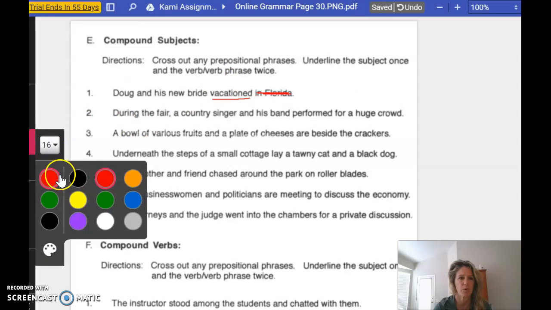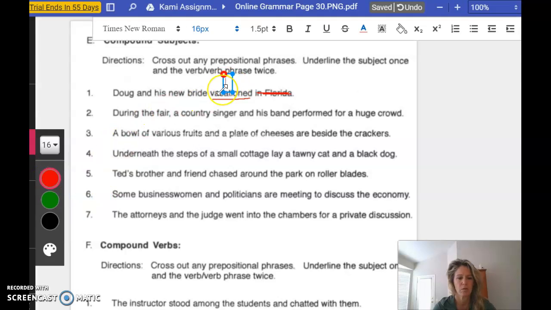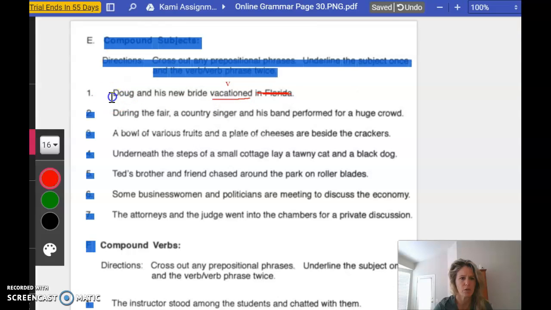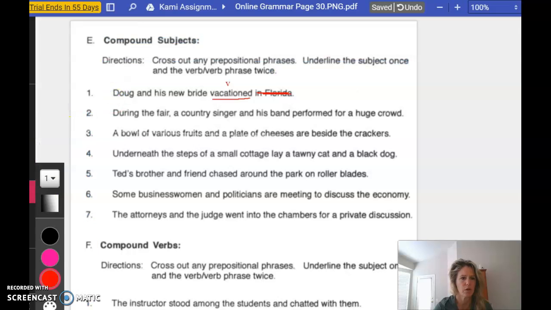I'm going to go ahead and use the text box for this because I like the way it prints. Okay, vacationed. Then you look, compound subjects means potentially more than one subject. So you look for who vacationed. Doug vacationed. Okay, Doug vacationed and Bride vacationed. Now keep in mind, an and can't go on a vacation. That's why it's not the subject. A his can't go on a vacation. A new can't go on a vacation. So you look for what subjects actually went on the vacation.